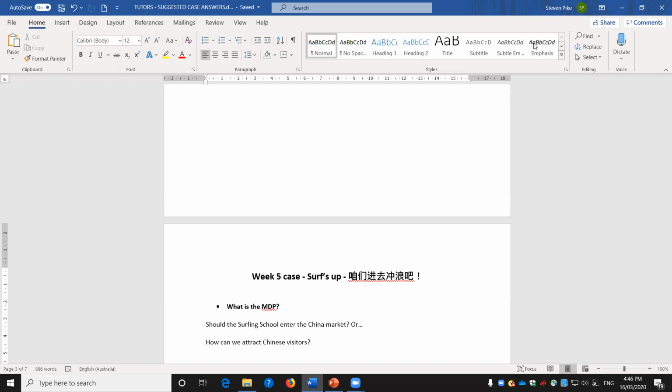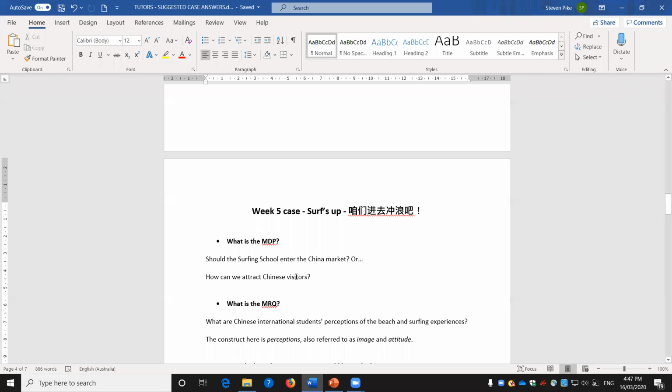So now I suggest you pause and think about, from this, what information would we need to address that problem? So what would the marketing research question be worded as? So the market research question in this case was, what are Chinese international students' perceptions of the beach and surfing experiences? The construct of interest is perceptions. It's also referred to by some researchers as image or attitude.